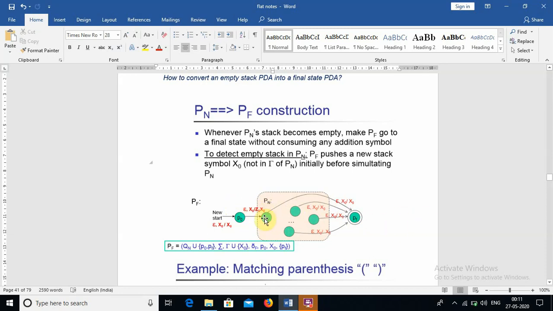So we consumed the entire string and emptied the stack. That means we are at PDA empty stack. And with the help of an epsilon transition, we directly reach the final state. That means a PDA with final state acceptability. Those two are possible here. Okay, what is actually happening? So PDA empty stack can be converted into PDA final state.